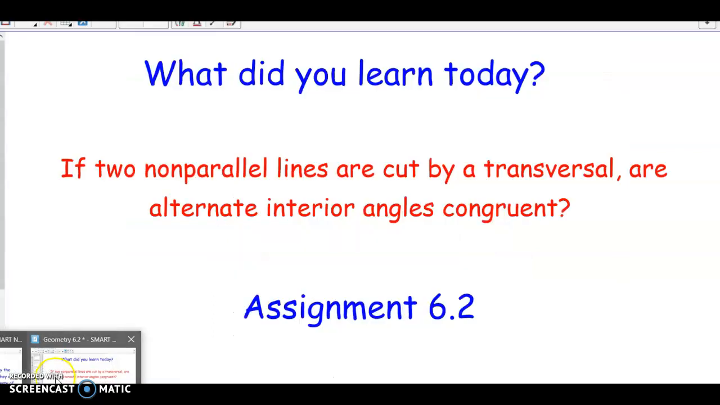And so if we look at our wrap-up question for today, it states, if 2 non-parallel lines are cut by a transversal, are the alternate interior angles congruent? And I hope you understand that that would be a big no. Okay, so if you have non-parallel lines, you still have alternate interior angles. Don't get me wrong. It's just they wouldn't have this relationship of being congruent unless the lines were parallel. So if they're not parallel, these angles are not congruent.